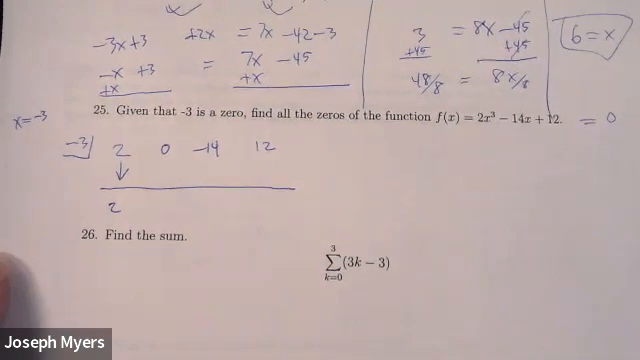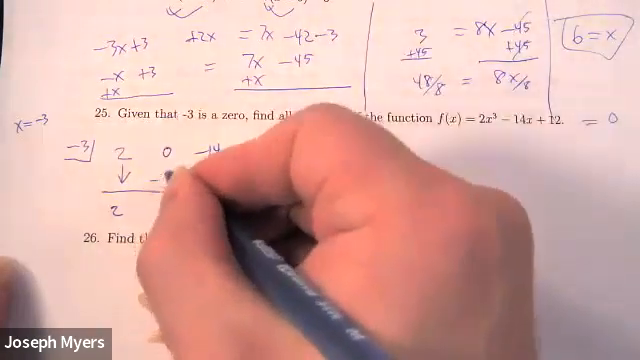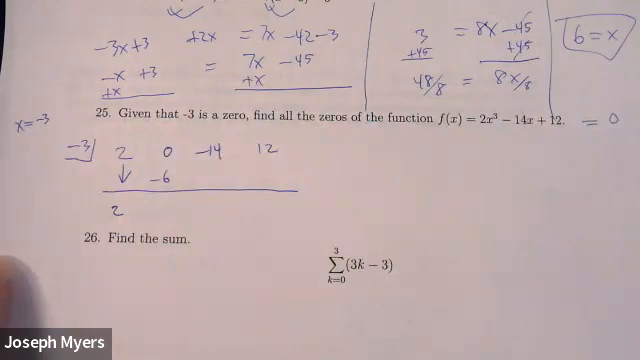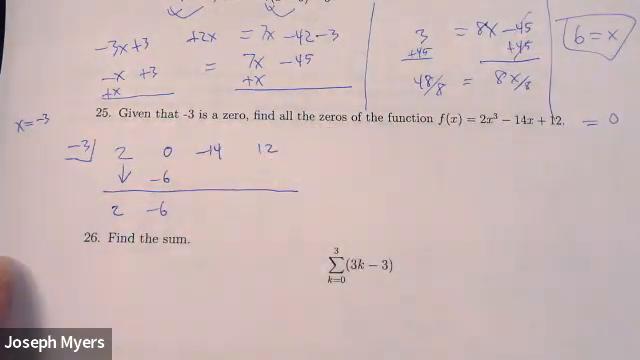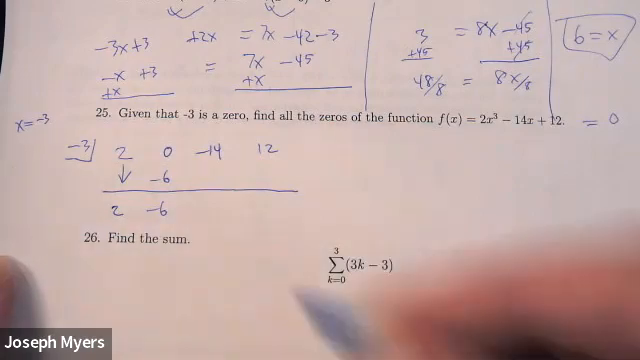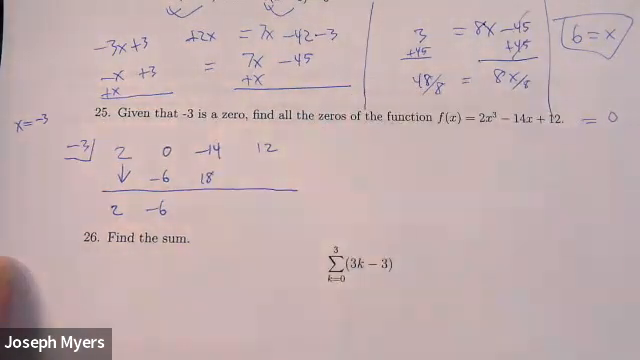So negative 3 times 2 is what? Negative 6. And then what's 0 plus negative 6? And then what is negative 3 times negative 6? And then what is negative 14 plus 18?